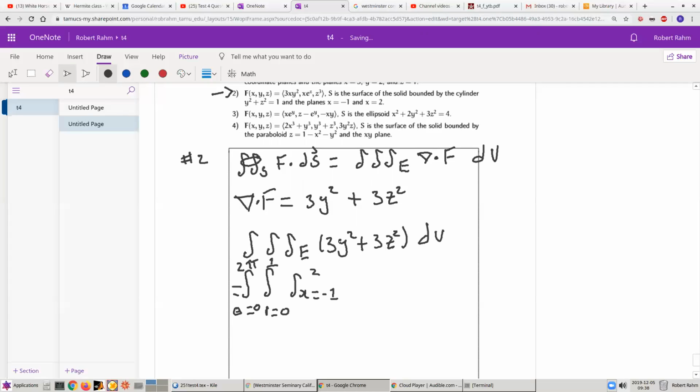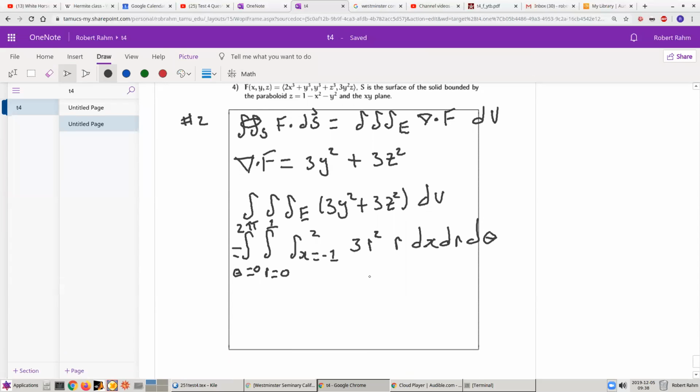In polar coordinates, y is r cosine theta, the horizontal axis, and z is r sine theta, the vertical axis. So this is 3r squared. Then we have the r, which is the Jacobian for switching to polar coordinates, then dx dr d theta. The r here is the thing you always put when you're switching to polar or cylindrical coordinates. This is not a difficult integral to do. The answer is 9 pi over 2.